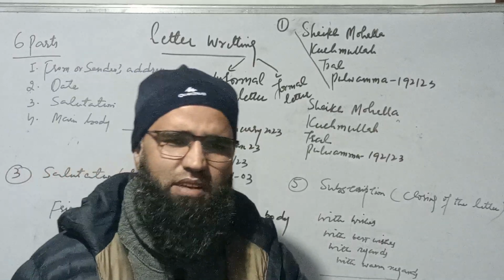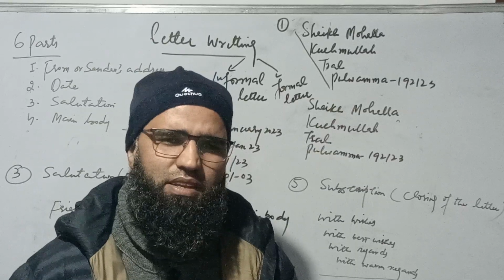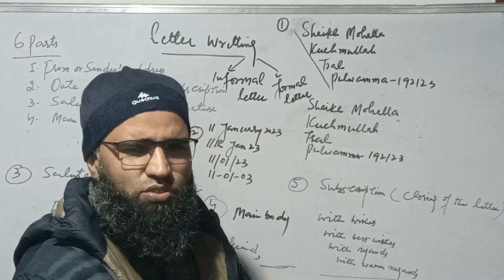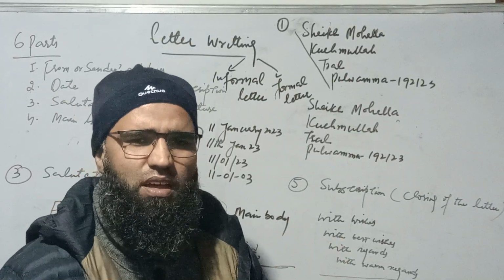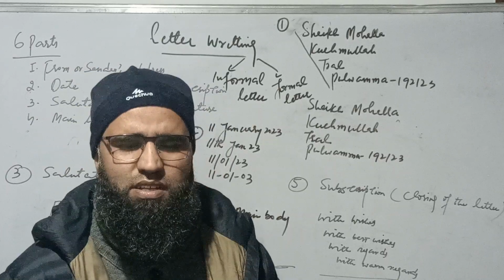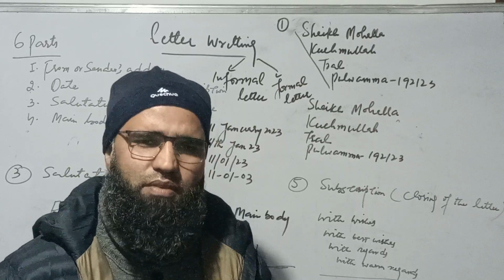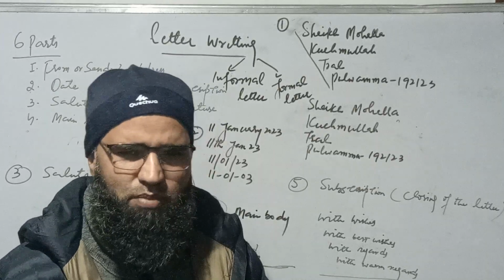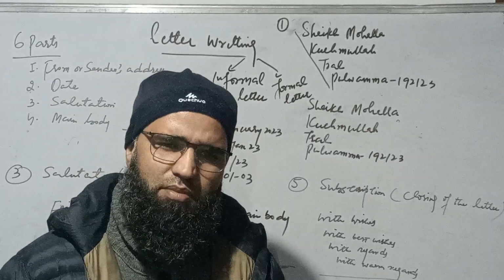That is, the from address, or we can say the sender's address. There are two types of this from address: block style, then there is the indented style. After that, you have to mention the date. These two you have to mention on the right side of the informal letter. After that, there is the salutation. After salutation, you can mention the details you want to write to your friend or any kind of relative. That should be mentioned in the main body. After that, there is the subscription part. At the end of the letter, there is the signature. So these are the six parts of the informal letter.